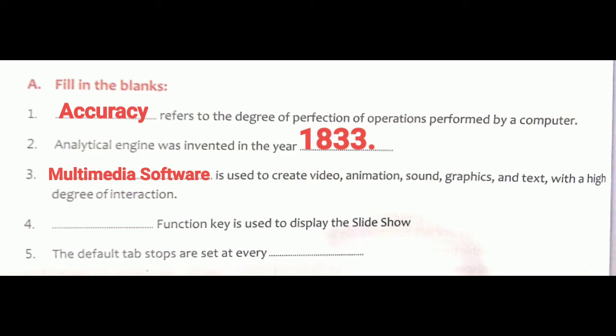Now the fourth question is dash function key is used to display the slideshow. So if we want to display the slideshow, which function key we can use? We can use F5. So here the answer is F5. And the fifth question is the default tab stops are set at every dash. Means when we press the tab key, then how many points the cursor proceeds? As we know, by default it is 0.5 inch. So here the answer is 0.5 inch.